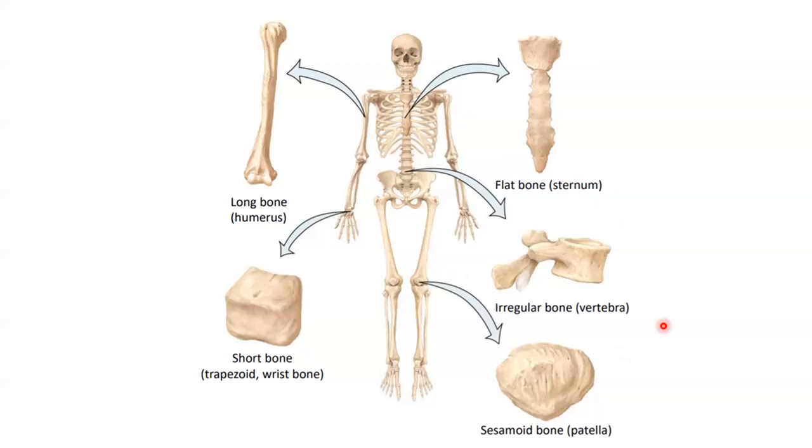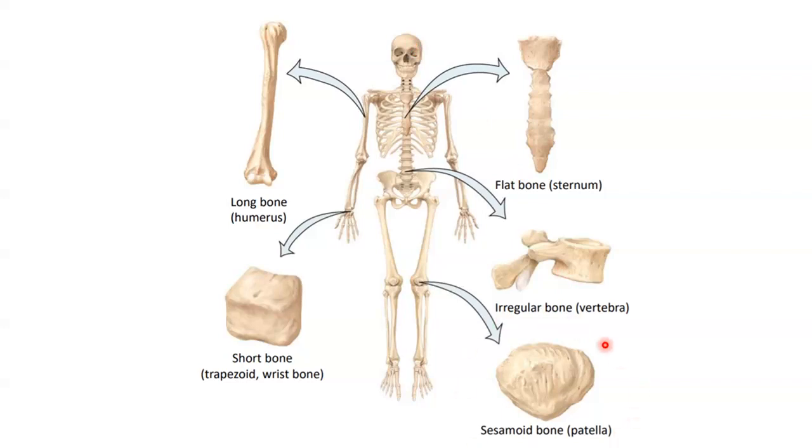We have irregular bones, and irregular bones are typically complex, unusual shapes and bones that don't fit into any of the other categories. So irregular bones include bones like our vertebra, which make up our vertebral column, as well as the ethmoid bone in the skull.